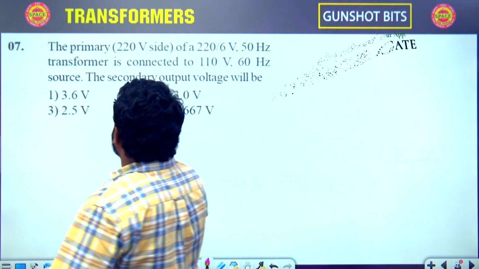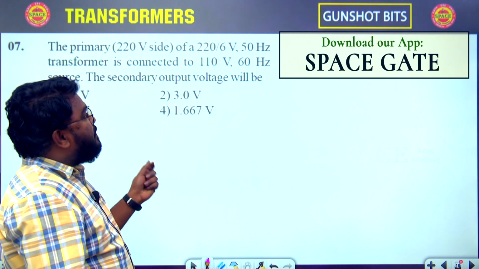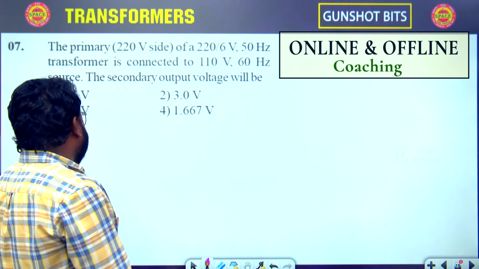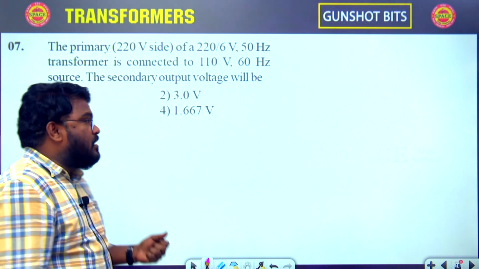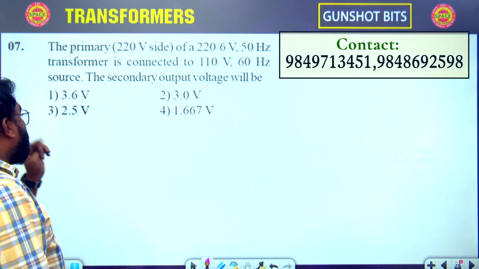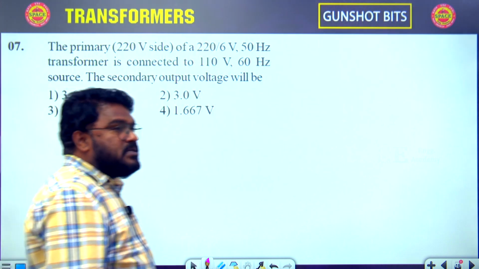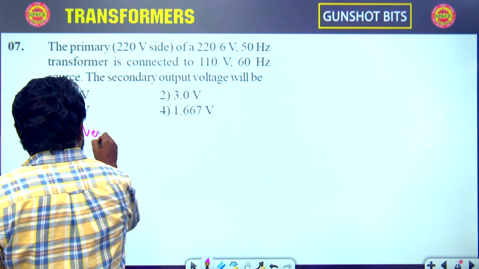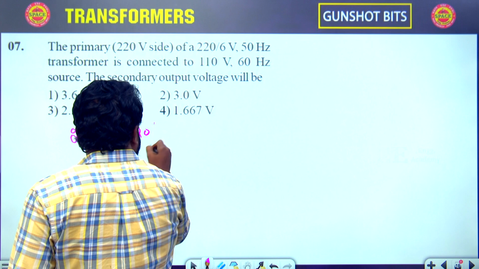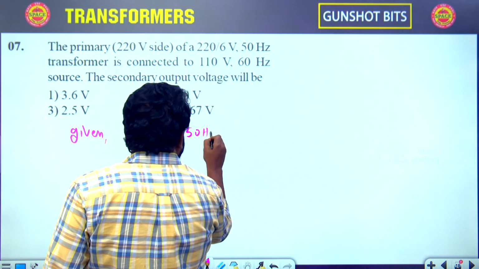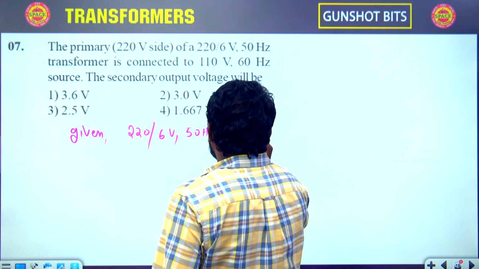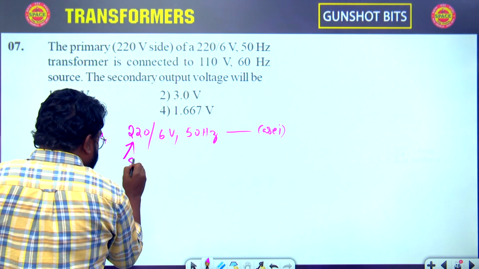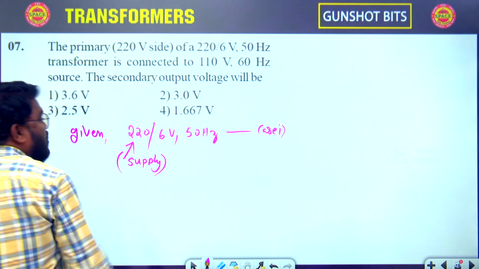The primary side of a 220 upon 6 volt, 50 Hz transformer is connected to a 110 volt, 60 Hz source. The secondary output voltage will be: option 1, 3.6 volts; 2.5 volts; 3 volts; 1.667 volts. Given in this question, the voltage is 220 upon 6 volts, 50 Hz. This is case 1, where supply is given to the high voltage side of the transformer as excitation.